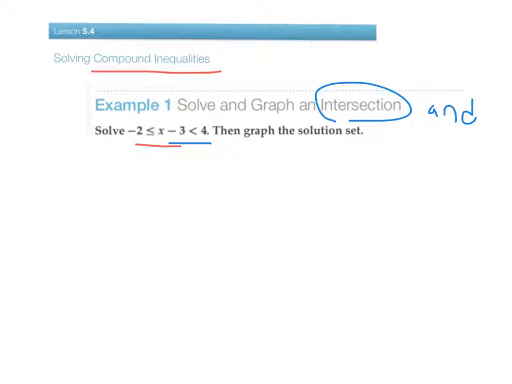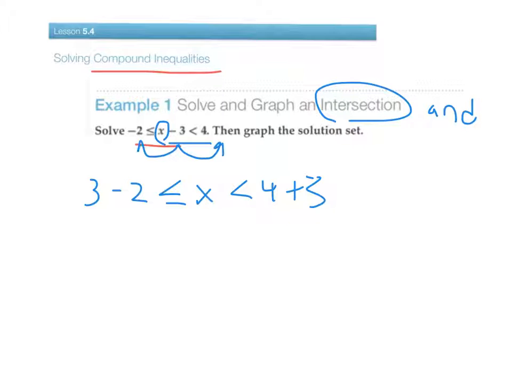Solving means getting this variable by itself. Well, we have a negative 3 with it, so I need to put a positive 3, move it. But because I have two inequalities, I have to put a positive 3 with the negative 2, and I have to put a positive 3 with the 4. So I'm moving this negative 3 to both sides of the inequality because I have two of them. When I do this math, I get 1. When I do this math, that's a positive 3, I get 7.